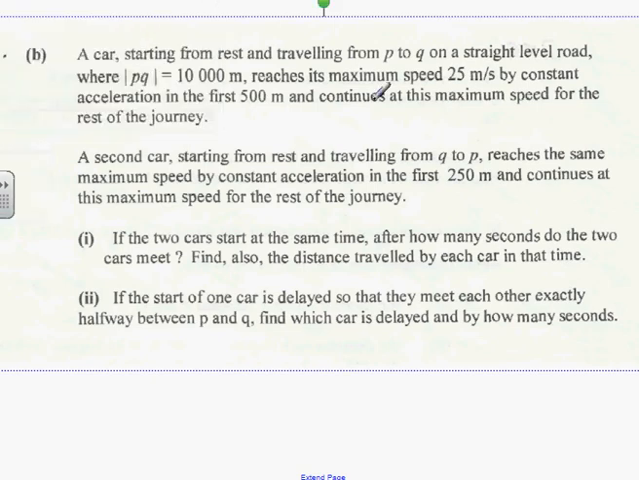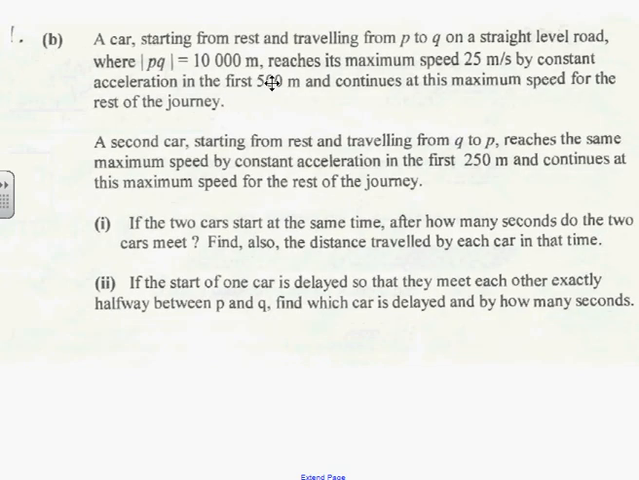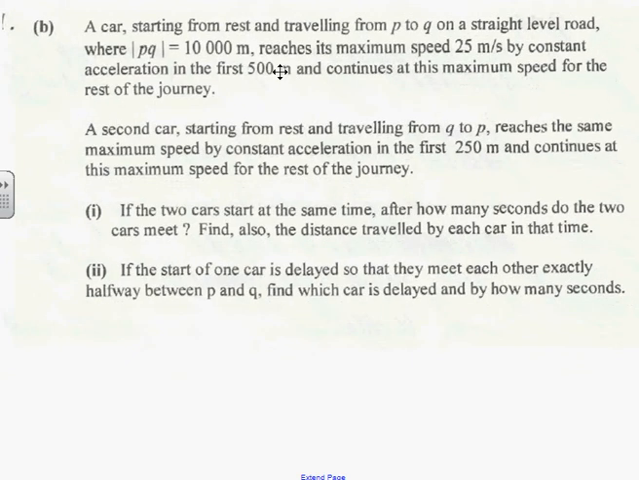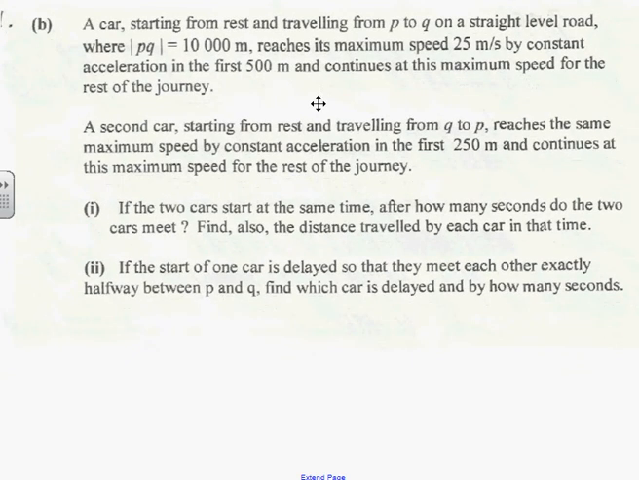Okay, what we have here is a car starting from rest and traveling from P to Q on a straight level road where PQ is 10,000 meters. It reaches its maximum speed of 25 meters per second by constant acceleration in the first 500 meters and continues at this maximum speed for the rest of the journey.